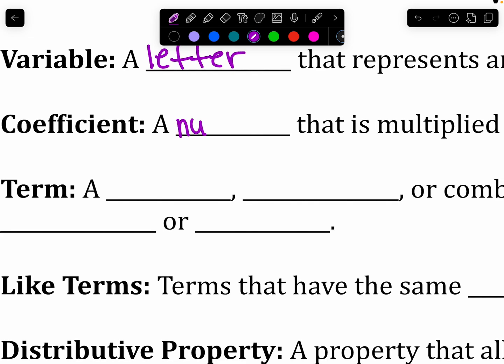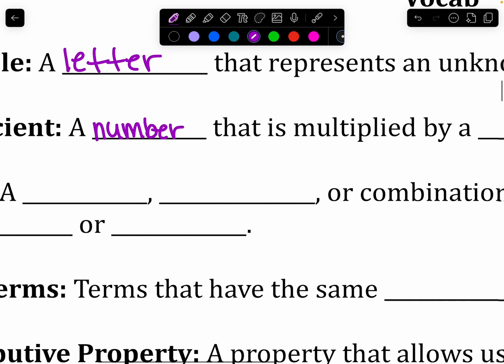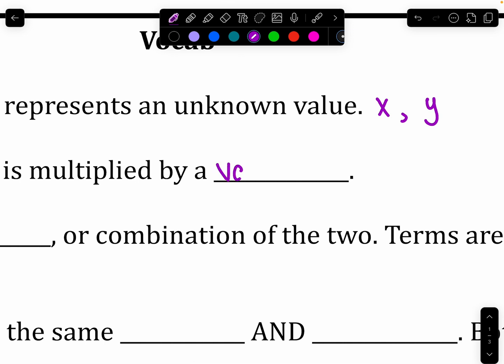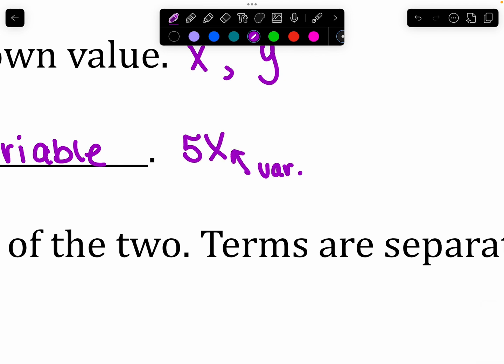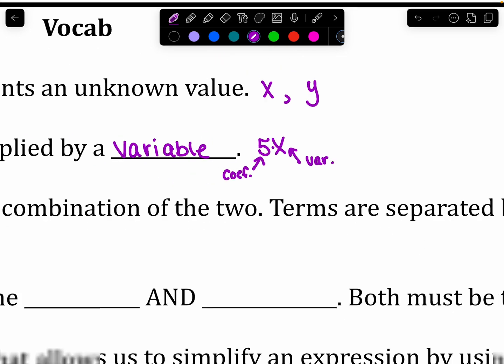So a coefficient is a number that is multiplied by a variable. So if I have something like 5x, x is my variable, and 5 would be considered my coefficient. So that is a number being multiplied by a variable. We put our coefficients in the front of our variables, so you will always see 5x. You will almost never see x times 5.